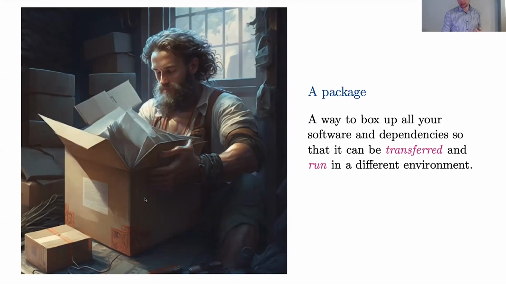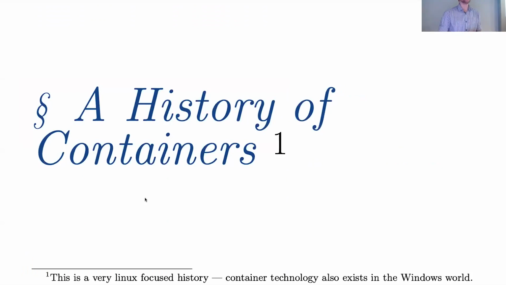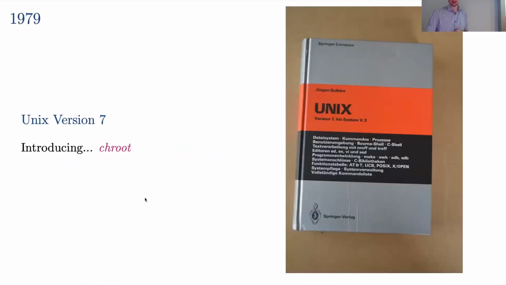Okay, let's get into how we came to this state where we have a technology that allows us to run code across different platforms. An aside: this history is very Linux focused. The Windows world has containers, I'm not going to go into them. We'll focus on the Linux history because that's generally what people think of when they think containers. So all the way back in 1979, we had version 7 of the Unix operating system, and with it came a system called chroot.